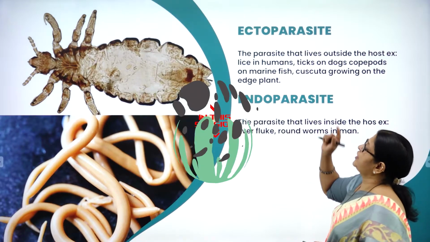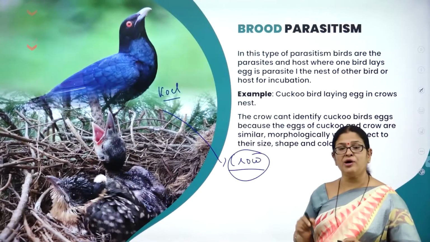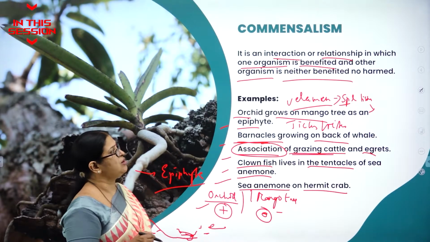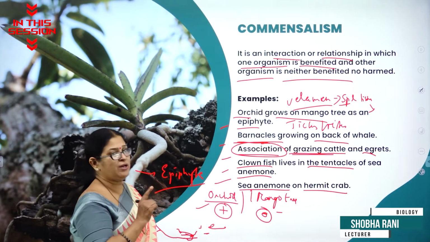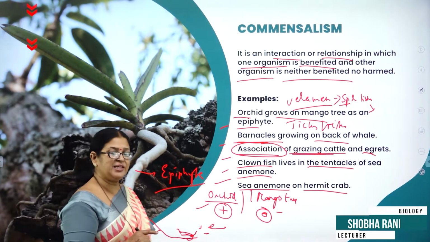Parasites are of two types, ectoparasites and endoparasites. The quail bird is going to lay eggs in the nest of the crow. What is commensalism? It's an interaction or relationship in which one organism is benefited and the other organism is neither benefited nor harmed.